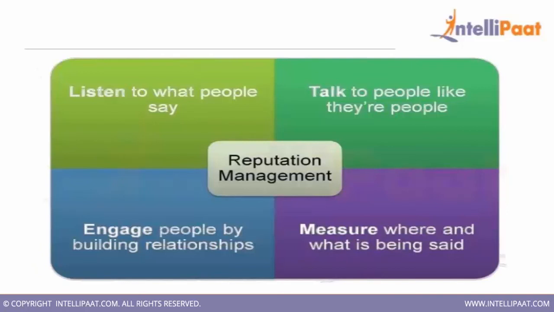Now if you look at the four quadrants, first is to listen to what people say, then to talk to people like they are people only. Don't talk to them as if they are your prospects and you're going to sell them something. Talk to them as people, engage them, and build up a relationship as if you're also amongst them. The last part is to measure where and what is being said. Has the overall tone and manner of what people are saying about your brand changed in the direction you wanted or not?